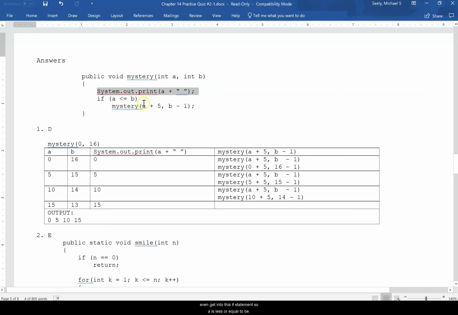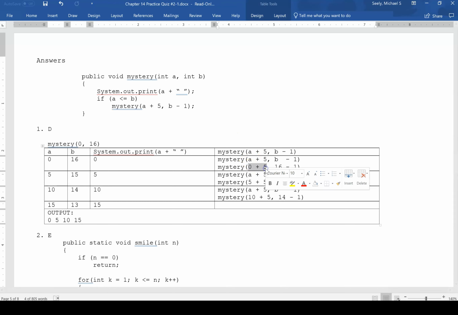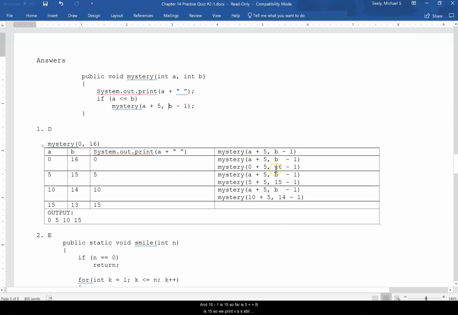So A is less than or equal to B. So we got 0 plus 5 is 5 right here, and 16 minus 1 is 15. So A is 5 and B is 15. So we print 5. A is still less than or equal to B, so we've got what? 5 plus 5, and then 15 minus 1. So this is 10 and 14.